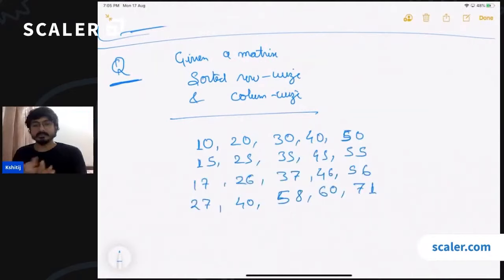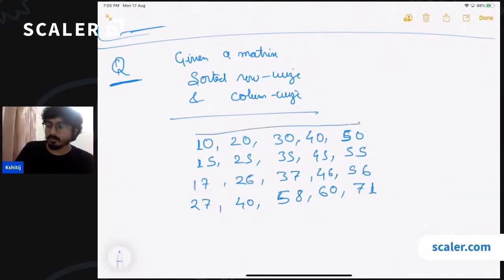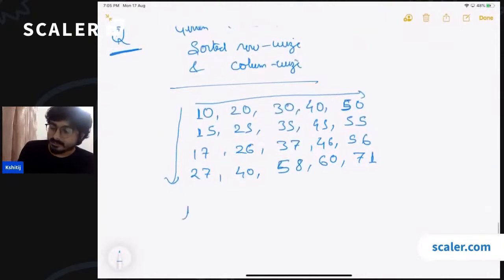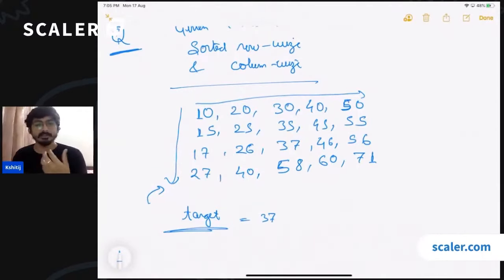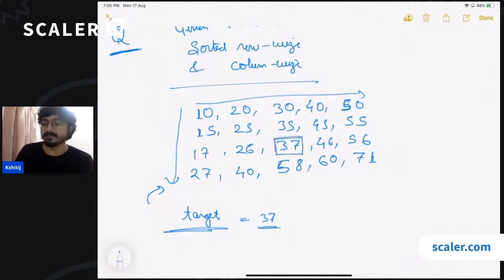So here we have a matrix which is sorted in both directions. You can quickly observe that all the rows are sorted in ascending order and all the columns are also sorted in ascending order. You are given a target and you have to search for the target in this matrix. For example, if your target is 37, you have to identify whether the target is present in this matrix. If it is present, then what are the coordinates? 37 is present here, so you will return the coordinates of 37 in this matrix. Is the problem clear?